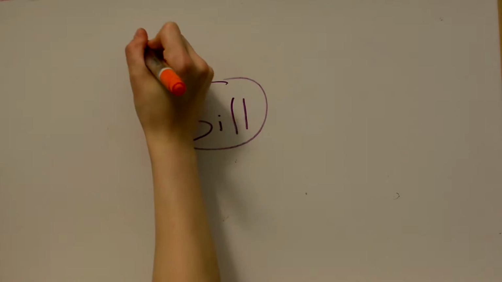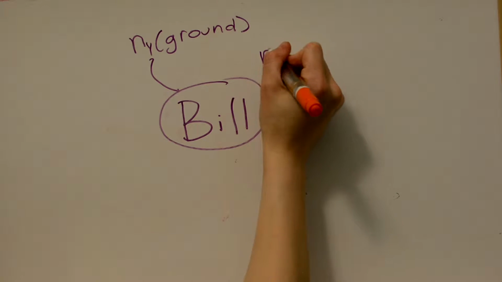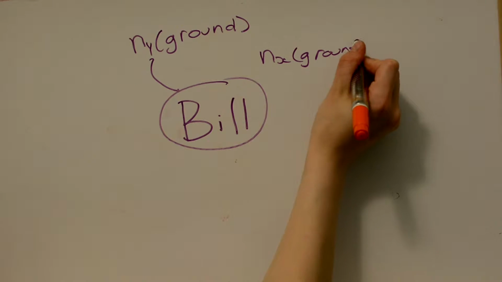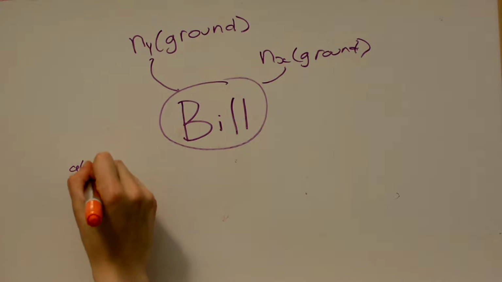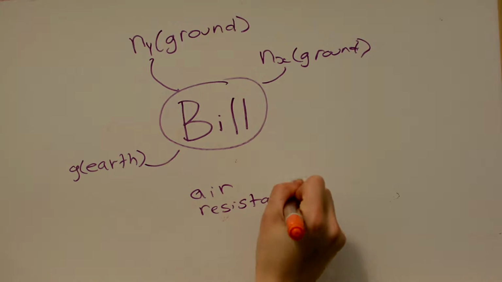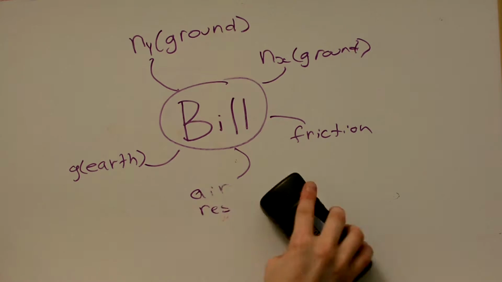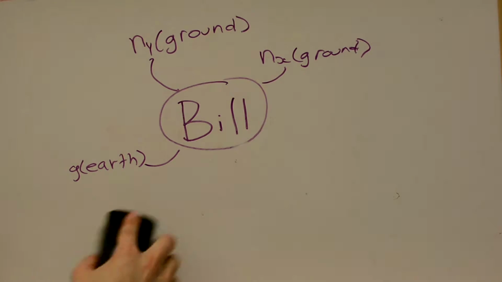There are technically 5 forces acting on Bill. 2 normal forces, one in the y direction from the ground and one in the x direction from the ground pushing back on Bill's feet, a gravitational force from the earth, a frictional force between Bill's feet and the ground, and air resistance. But we're going to ignore the last 2, friction and air resistance, for this experiment.